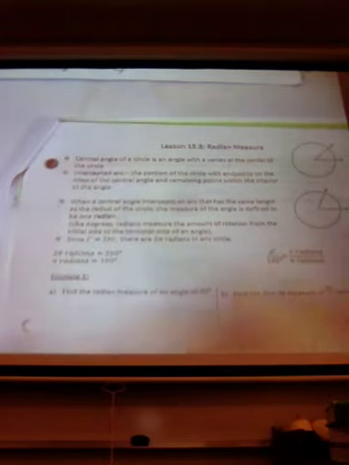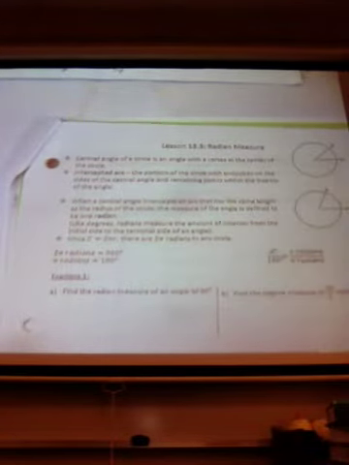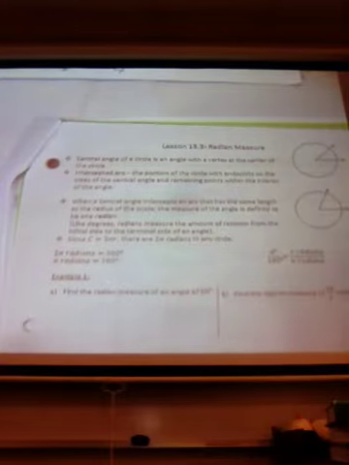Something that you're already familiar with: a central angle of a circle is an angle with a vertex at the center of the circle. So this is your central angle. And do you remember what the measure of the intercepted arc is from geometry? It equals the measure of the angle. The intercepted arc is the portion of the circle with endpoints on the sides of the central angle and remaining points within the interior of the angle. So this is the intercepted arc of this central angle.